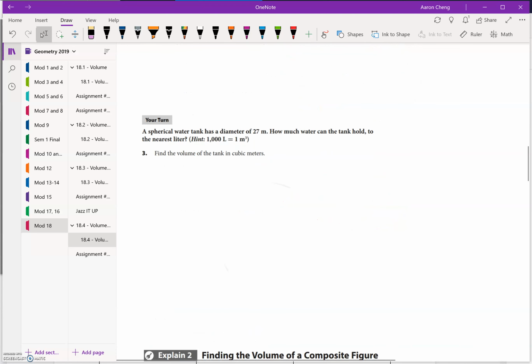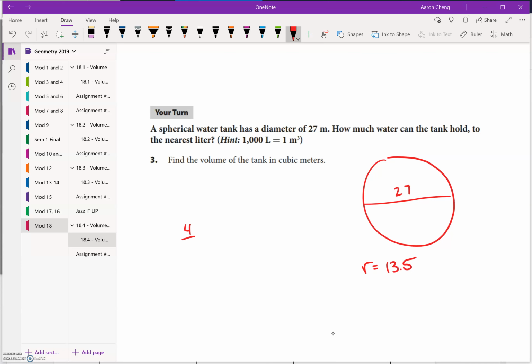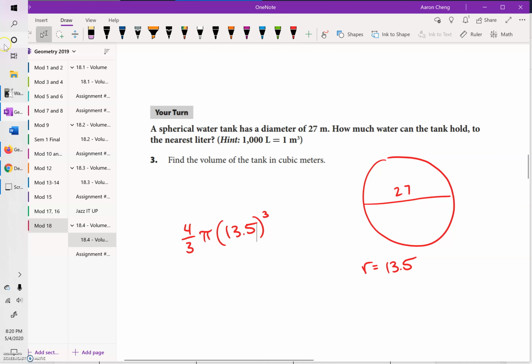Let's go on to this next one here. It says that a spherical water tank has a diameter of 27. So here's our sphere. Here's our diameter. This is 27. We'll go ahead and cut that in half to figure out our radius. 27 over 2, that's going to be 13.5. So 4/3 pi 13.5 cubed, pi r cubed.